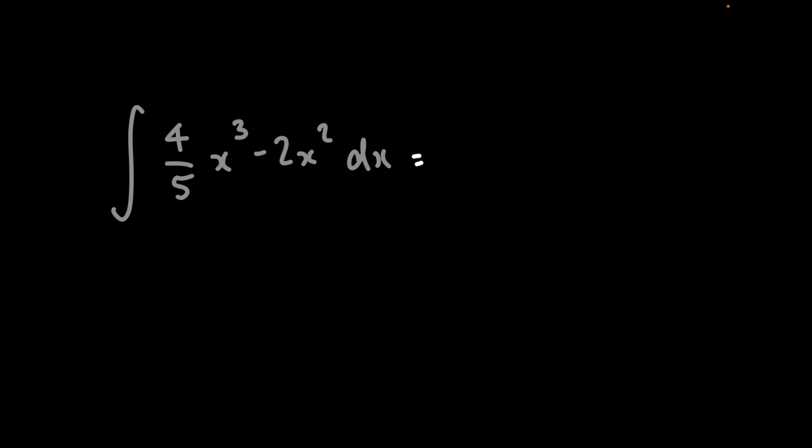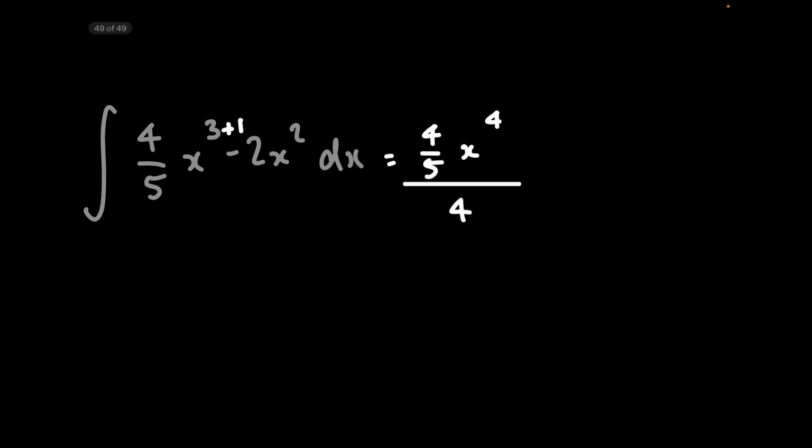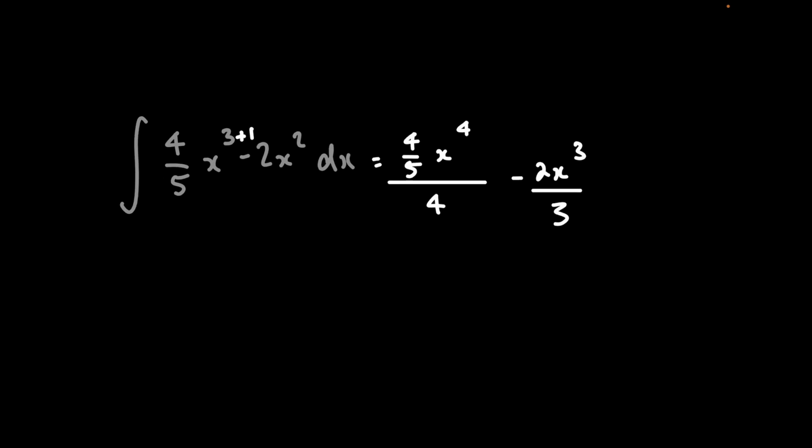Okay, this is our next question here. Integral of 4 on 5 x cubed minus 2x squared dx. First thing we do is add 1 to the power. So that becomes 4 over 5 x to the power of 4, and then we divide it by the new power, which is divided by 4. Then we do the same thing with the minus 2x squared. We add 1 to the power, so it becomes minus 2x cubed, and then we just divide by the new power. And then we have to do plus c as always.